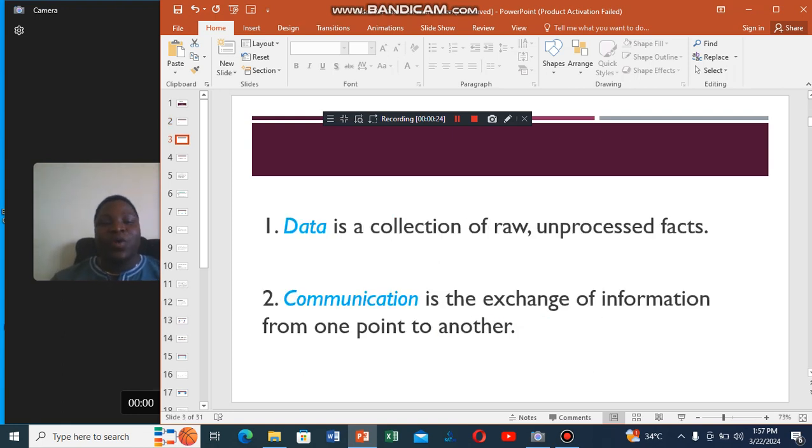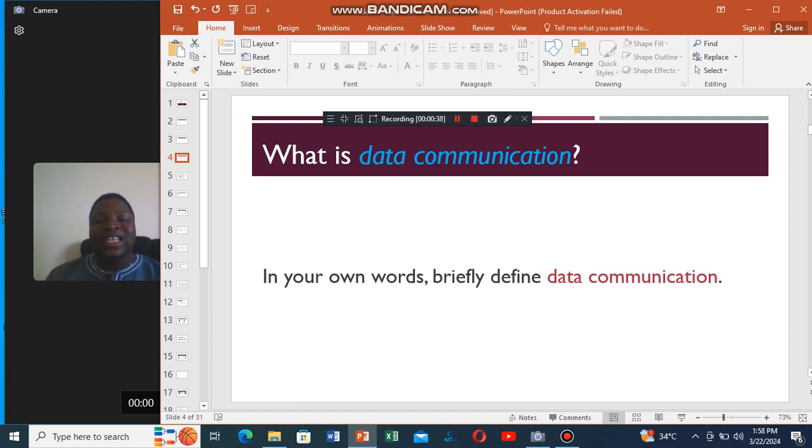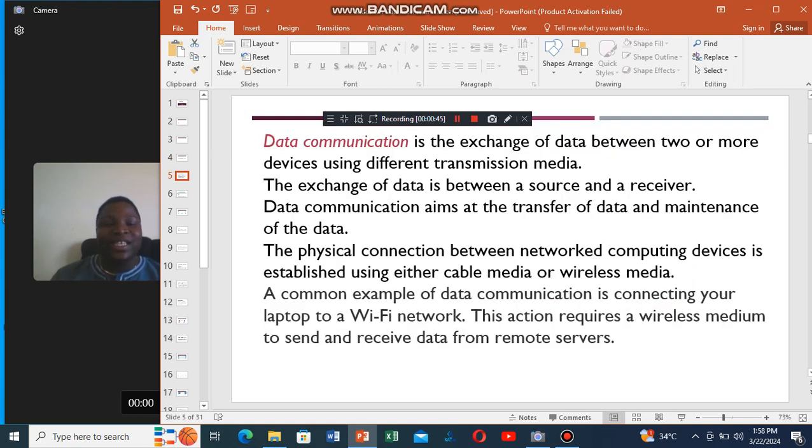In our own words, data is a collection of raw or unprocessed facts, and communication is the exchange of information from one point to another. So now we know what data communication is. In our own words, data communication is the exchange of data between two or more devices using different transmission media, between a source and a receiver.